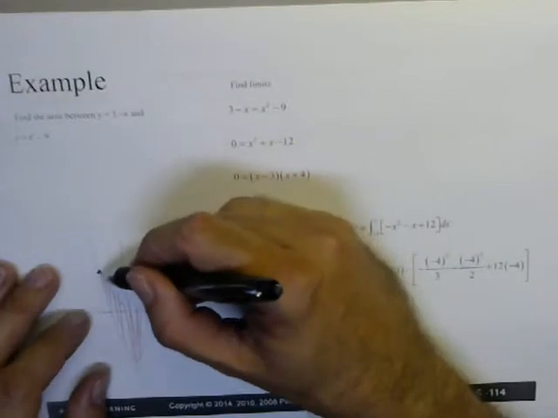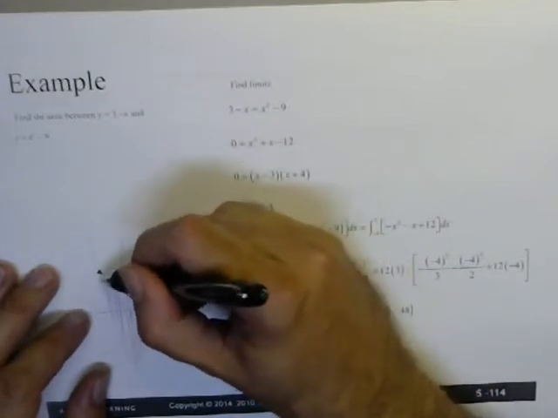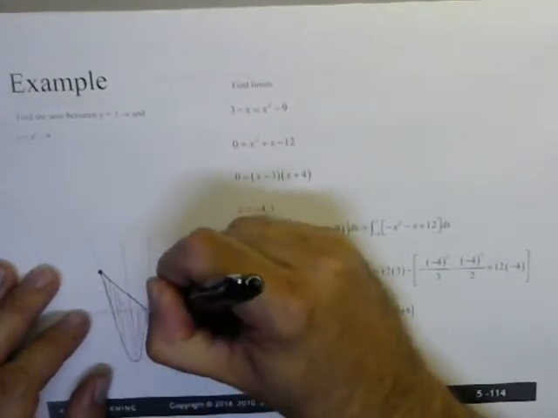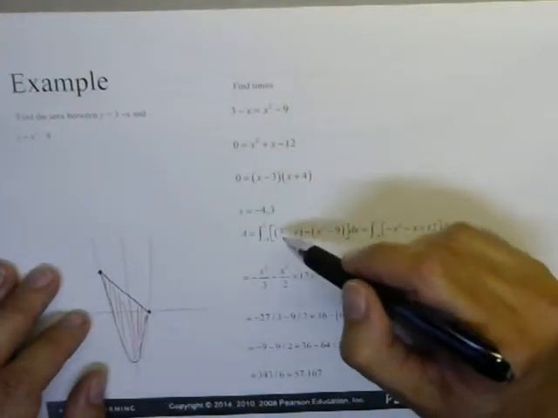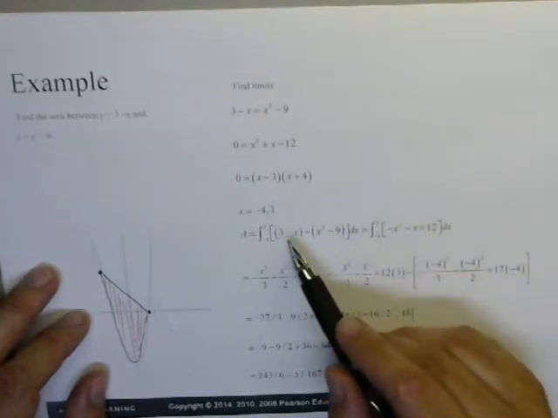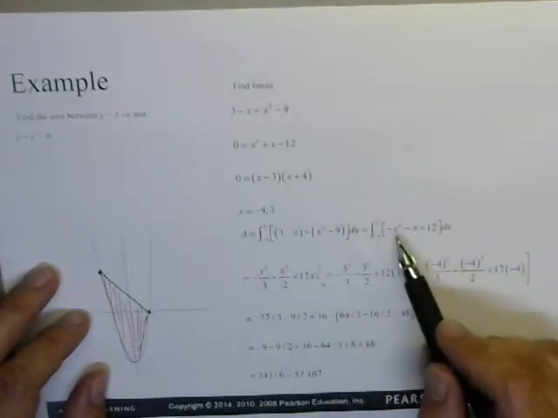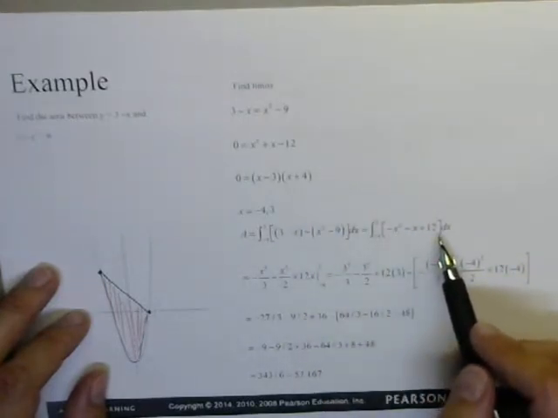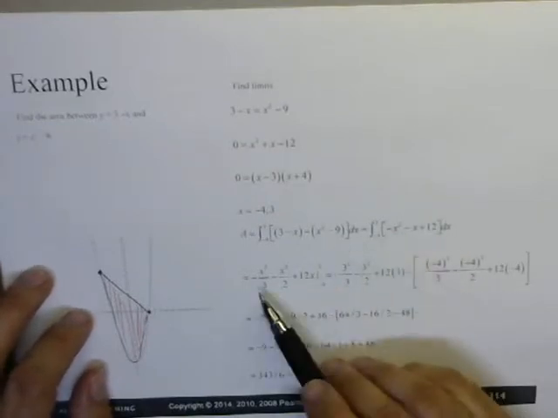And then just in this case, again, this function is always on top. This function is always on the bottom, so make sure you subtract things in the correct order. So you'll get 3 minus x squared minus 9. Again, you can simplify this into negative x squared minus x plus 12. Integrate that term by term.